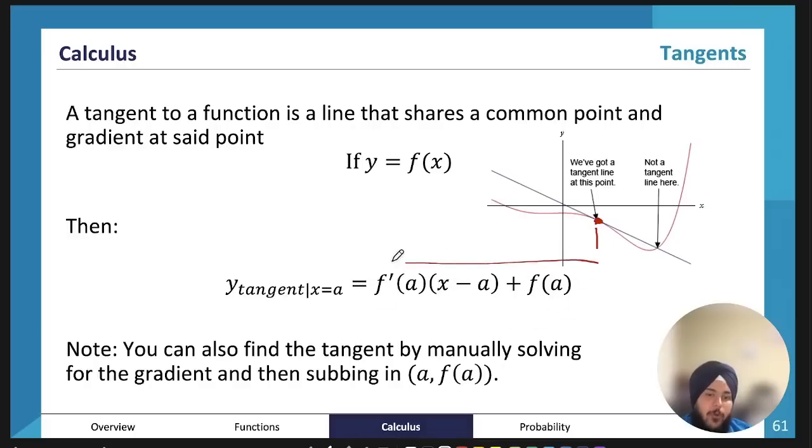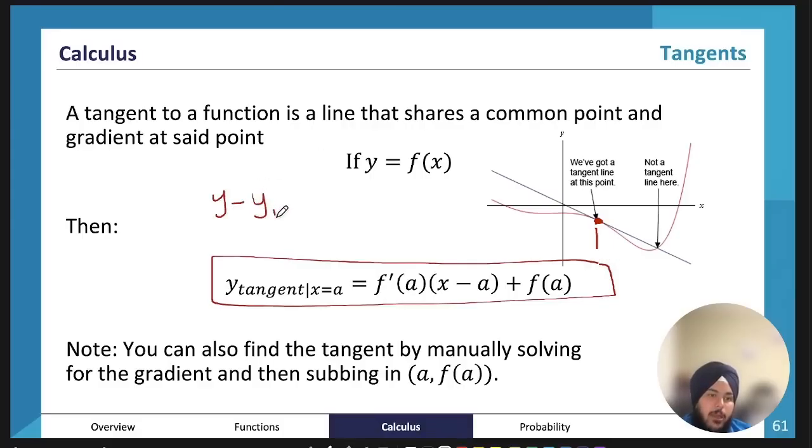So here is a formula that you can use to determine tangents. Alternatively, once you find the gradient, it's just going to be y minus y1 equals m times x minus x1, essentially, where x1 and y1 are the actual coordinates at this point, and m is just the gradient at that point.